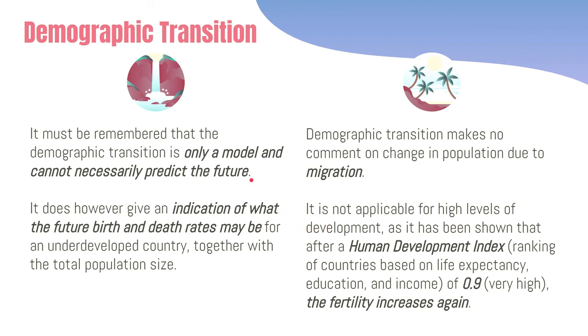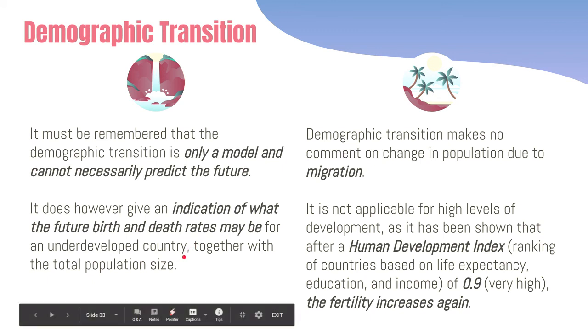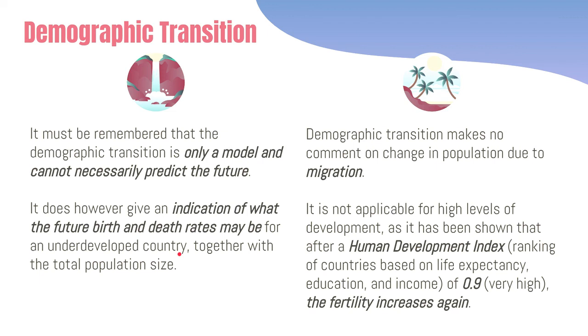So here are some notes that we have to remember about demographic transition. We have to remember that it is only a model and does not necessarily say that this is what's going to happen. It can only give us an indication of what the future birth and death rates may be for an underdeveloped country, factoring in its total population size. Demographic transition also makes no comment on change to population because of migration. So this is another factor that it cannot take into consideration in its prediction.